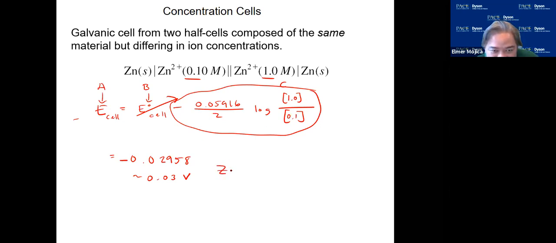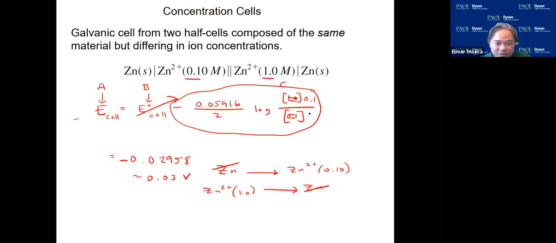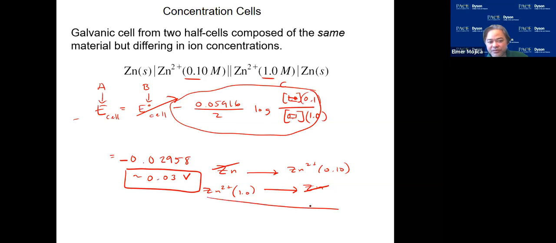Because if you look here, zinc producing zinc 2 plus, which is 0.1, and zinc 2 plus, which is 1, producing zinc. So this is the one that is canceled. This is the one that is 0.1 and this is the one that's 1.0. So my mistake. If we do that, log of 0.1 will give you negative 1 times 0.05916 divided by 2 will give you this value. So that's the right one, 0.1 over 1. And I hope by showing you the equation here, you should be able to see why. My mistake.